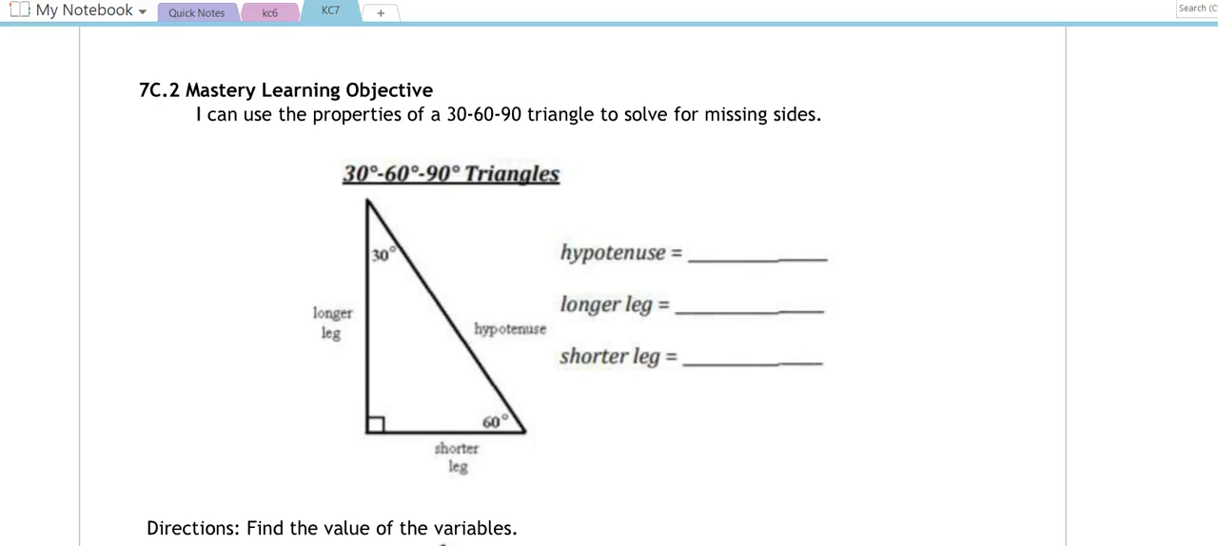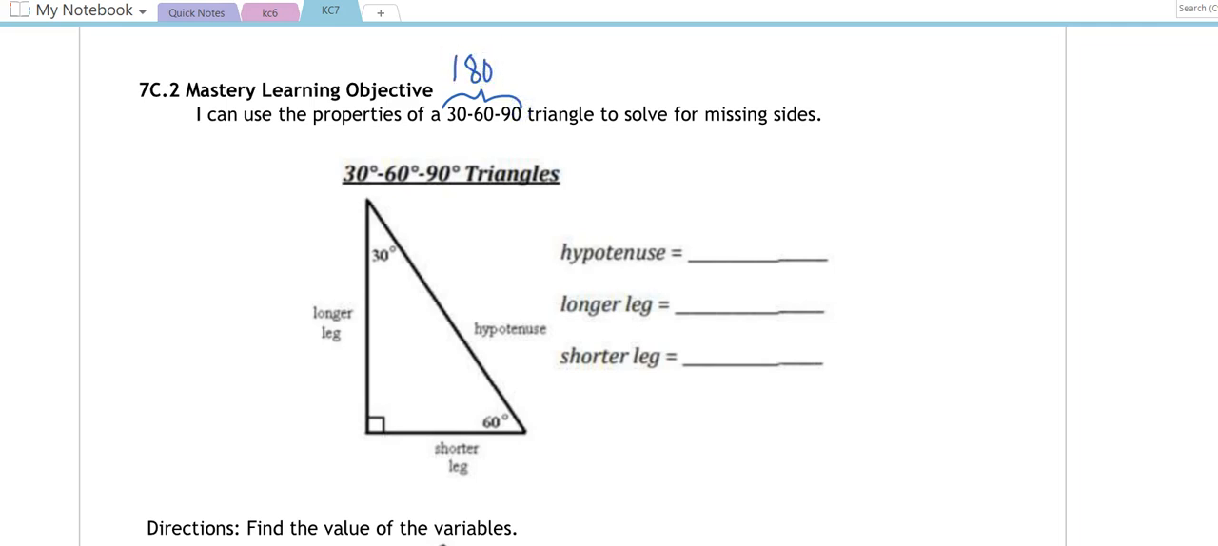Hey guys, in this video we're going to start 7C.2. Our mastery learning objective is I can use the properties of a 30, 60, 90 triangle to solve for the missing sides. So again, 30, 60, 90, that references the angles within our triangle. And if you want to triple check, if we add these three angles, this does add up to 180.